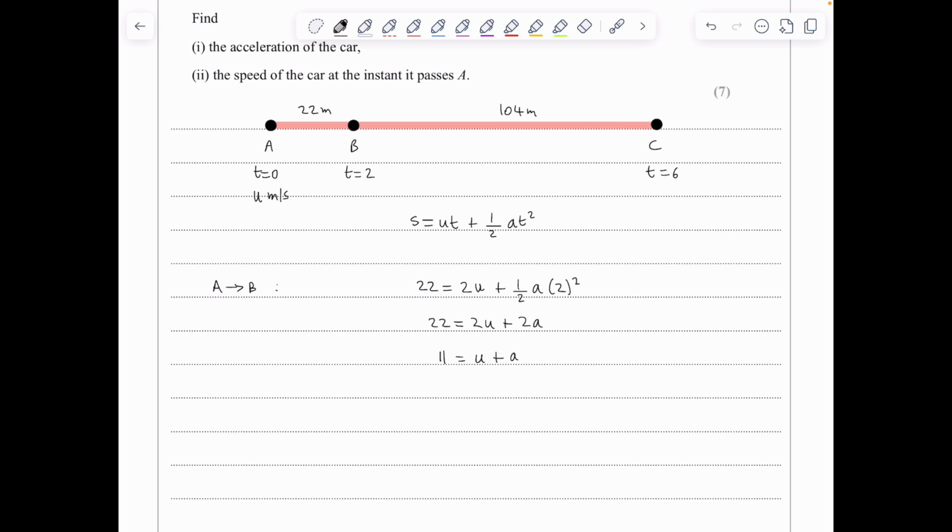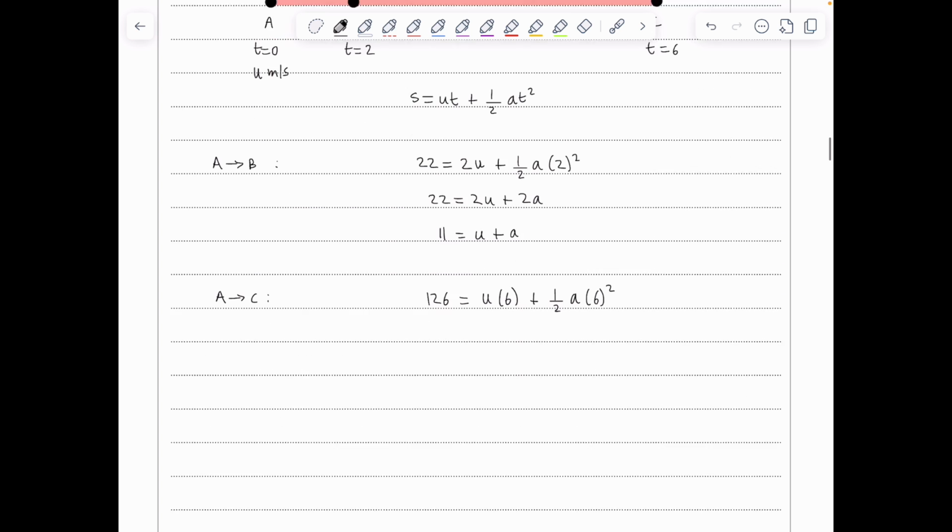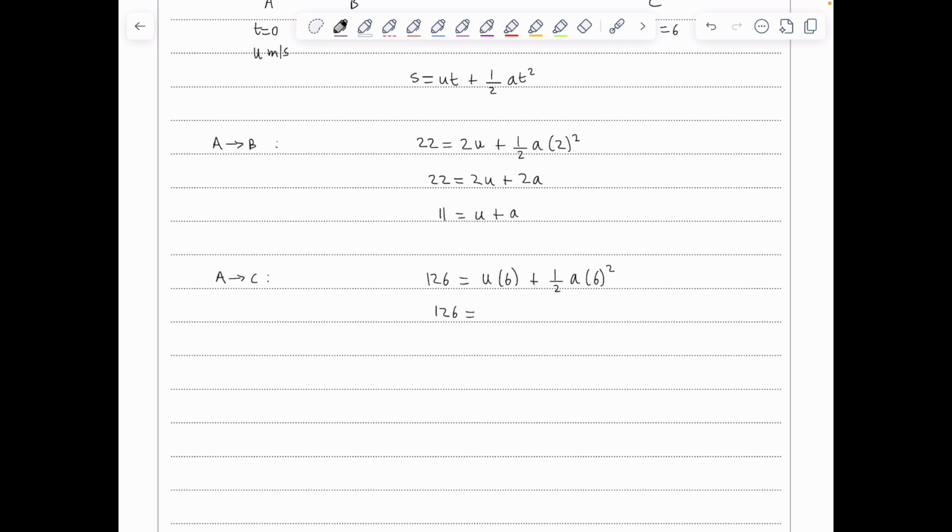And I will then proceed by considering the journey from A to C. Now from A to C, we have covered a total distance of 22 plus 104 meters, which is 126 meters. The initial velocity is still u, so it's going to be u times the time 6 plus a half times the acceleration a times the time of 6 raised to the power of 2. So we're looking at 126 being equal to 6u plus 18a. I will divide throughout by 6 to get 21 is equal to u plus 3a.